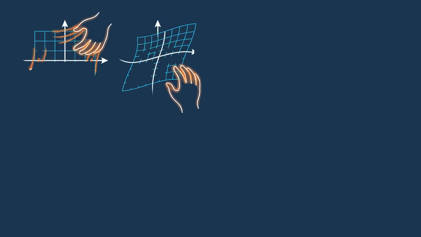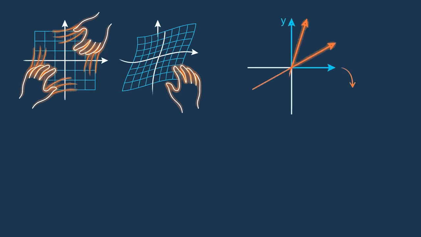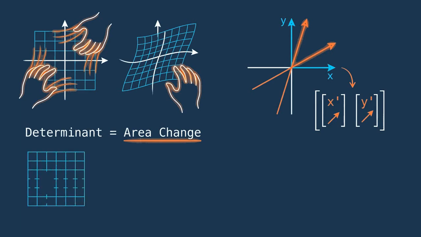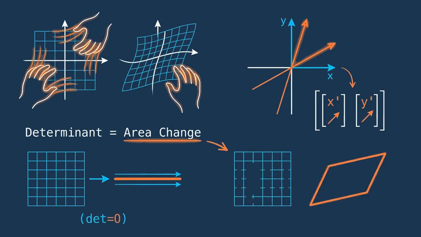Geometrically, you can think of a linear transformation as grabbing the coordinate grid and reshaping it while keeping the origin fixed. The columns of the matrix tell you where the grid's axes end up. Areas and volumes may change. That change is measured by the determinant. If the determinant is 0, space gets flattened and the transformation cannot be undone. If it's non-zero, the transformation is invertible.